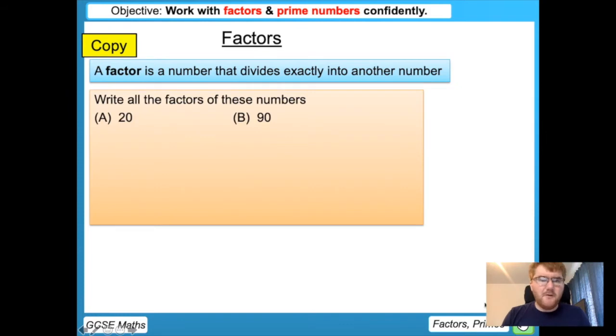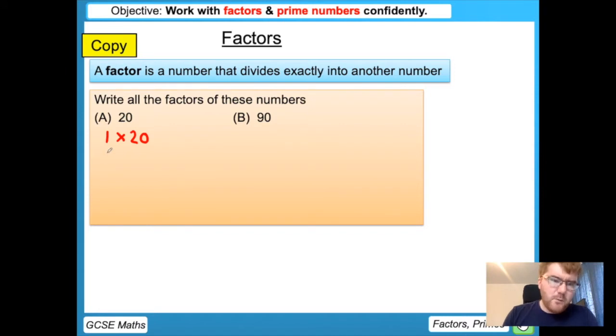So we'll do a couple of examples. We're going to write down all the factors of 20 and all the factors of 90. Now, the best way to do this is by doing it in pairs. Now, the best thing to do is to start with 1 times 20. So those two numbers multiply to give me 20, so they both fit into 20. And as we go through, do them in pairs.